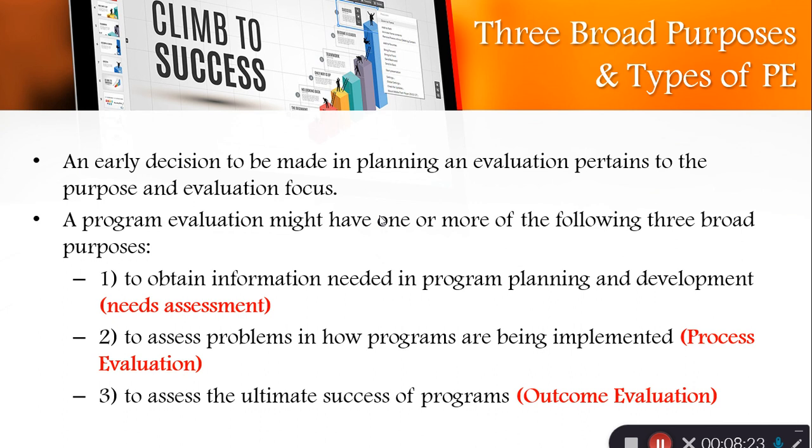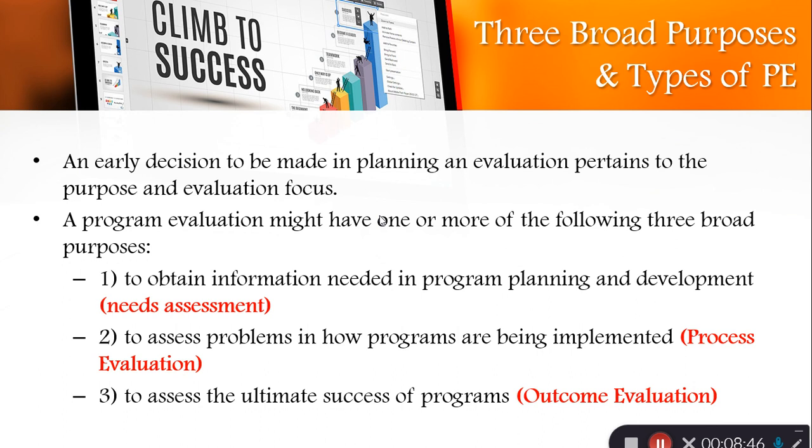The second type of program evaluation involves assessing problems and how programs are being implemented, and this is referred to as a process evaluation. Process evaluations, as I alluded to earlier, really get at the inner workings and the processes of how a program is being carried out.